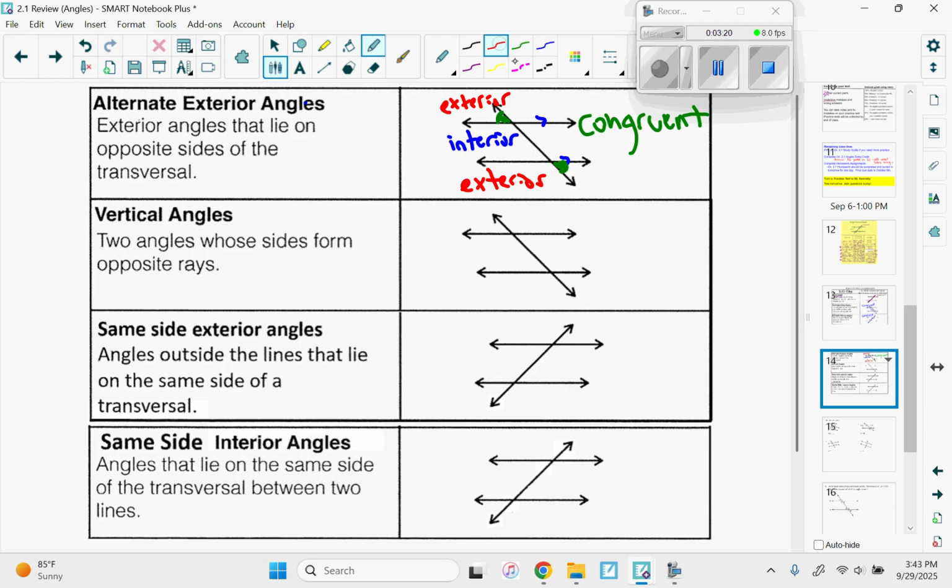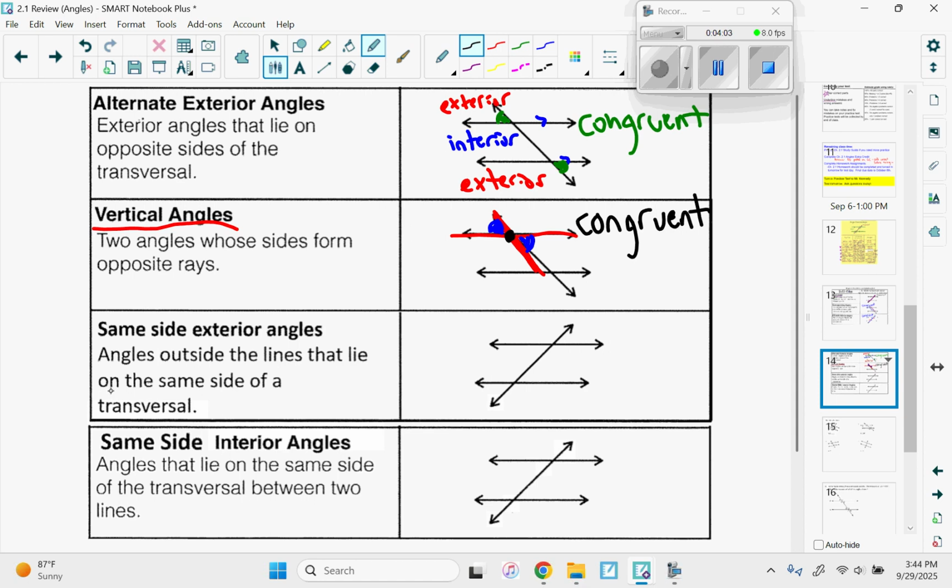Vertical angles is a special one. You do not need parallel lines to do vertical angles. Vertical angles are just made when you have two intersecting lines like these two. An example of vertical angles would be this angle here is congruent to this angle here. Vertical angles are across an intersection, so they're across from each other here. And again, they are congruent. So again, vertical angles just need two intersecting lines, and vertical angles are across from each other.